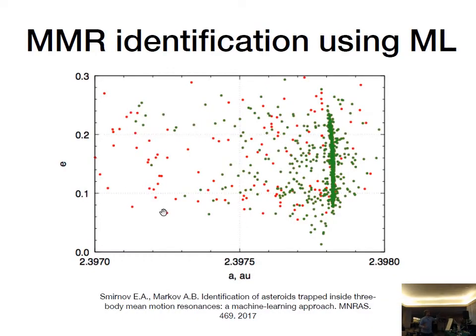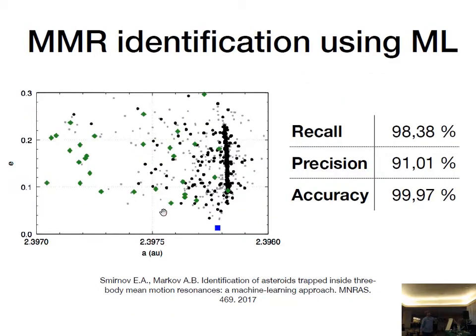I can show you some plots. Here is an example of the resonance for Jupiter minus 2, Saturn minus 1. The green ones are the resonant asteroids, the red ones are non-resonant asteroids. As you can see, here are two classes, exactly for machine learning. And here are the results. Gray are the asteroids that we identified in the past, so they were used for supervised learning as the training set.